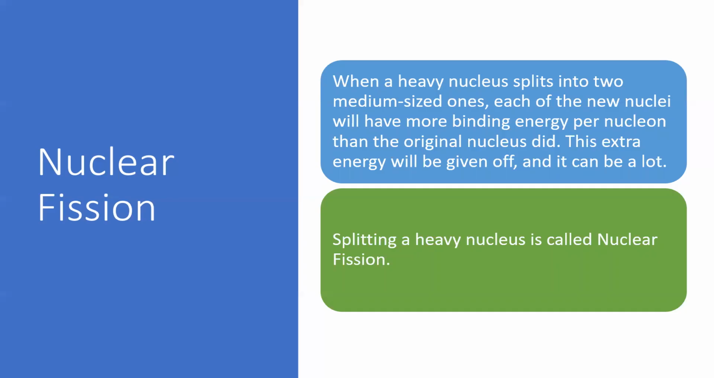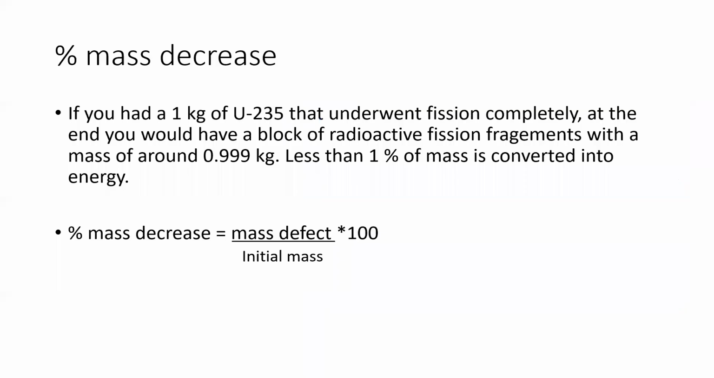So when a heavy nucleus splits into two medium-sized ones, each of the new nuclei will have more binding energy per nucleon than the original nucleus did. And this all can be traced back to the graph. This extra energy will be given off, and it can be a lot. Splitting a heavy nucleus is called nuclear fission.